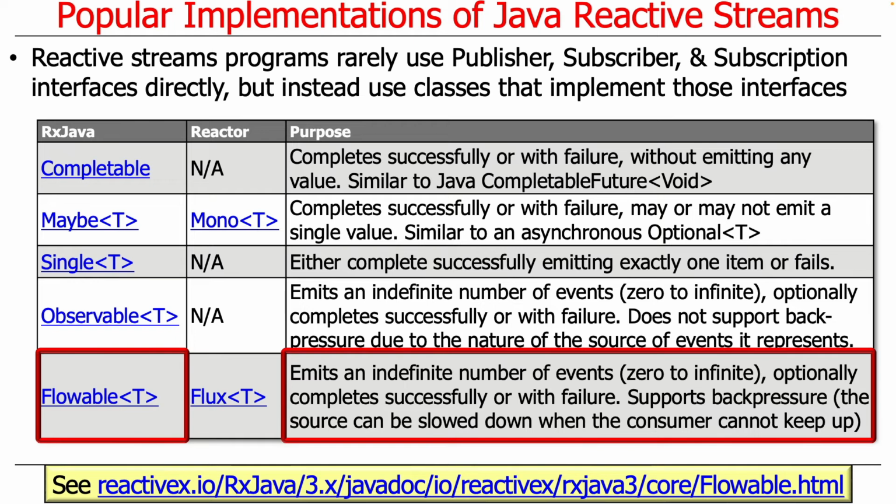Because people who did RxJava realized there were some limitations with not having flow control, they later added another class called a flowable. And the flowable is very much like a flux in that it emits an indefinite number of items from 0 to infinity, which either succeed or fail, but it does support back pressure. And it also supports some other cool things we'll talk about later having to do with parallel processing, as does flux.